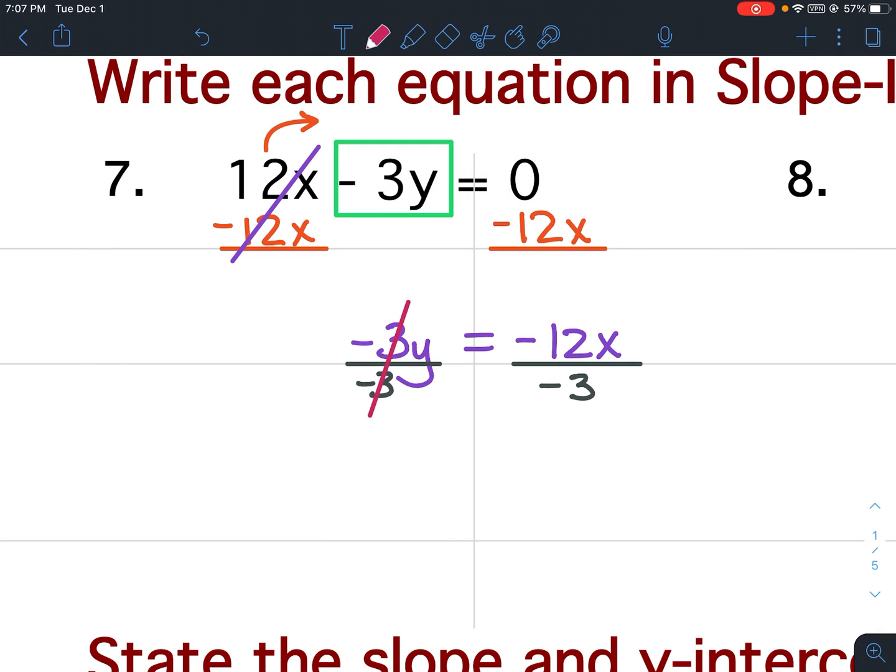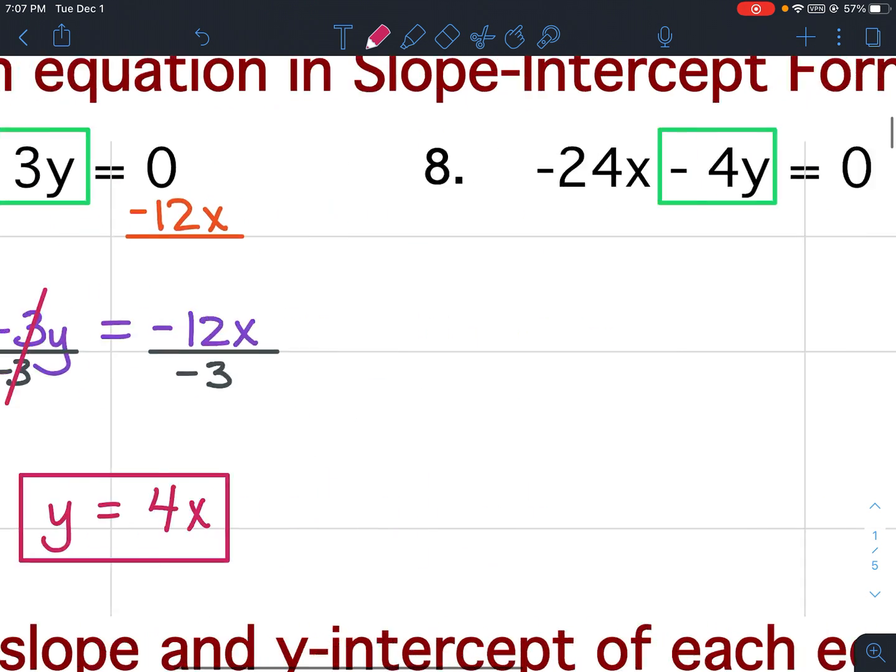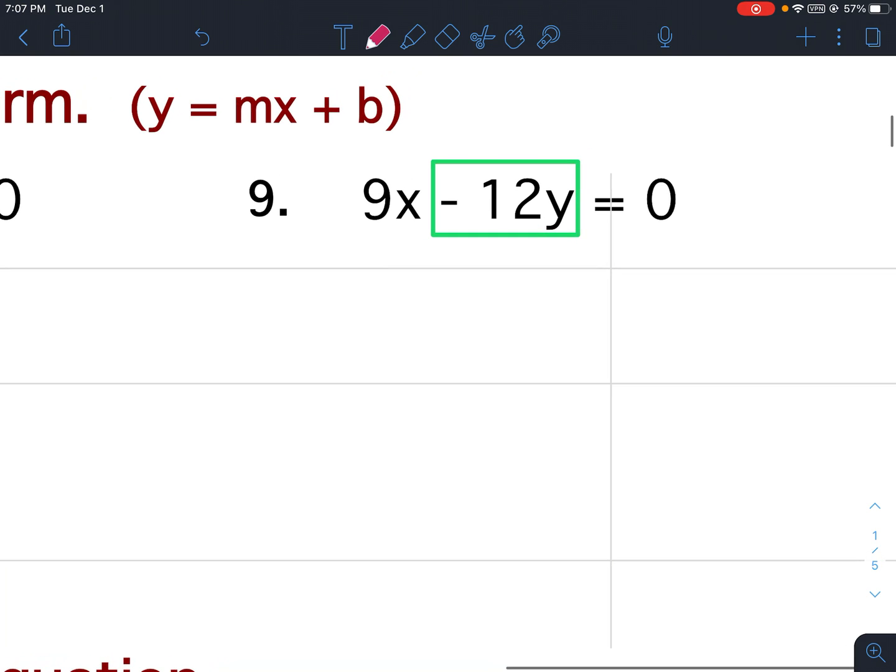The 3's would cancel. Y equals negative 12 divided by negative 3 would be positive 4, and don't forget the x. The biggest place people make mistakes here is they forget the x in the answer. Y equals 4x. Okay, let's go to number 9.